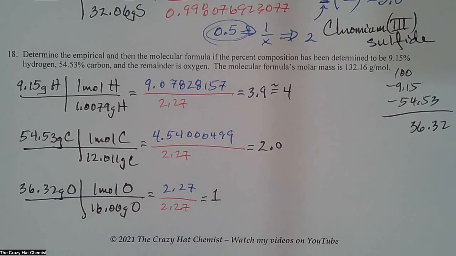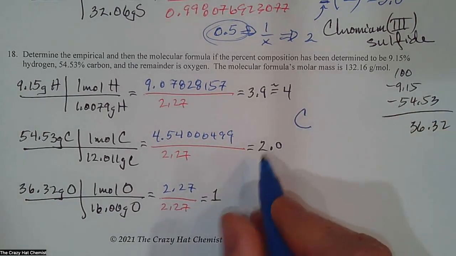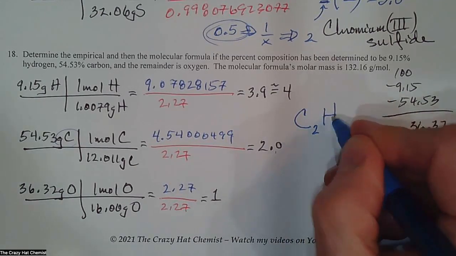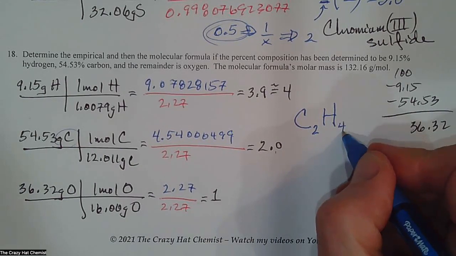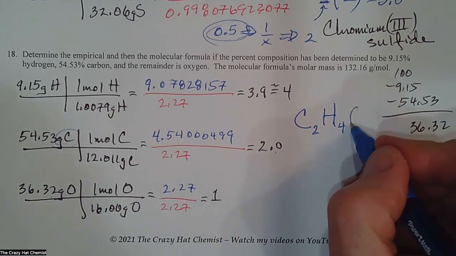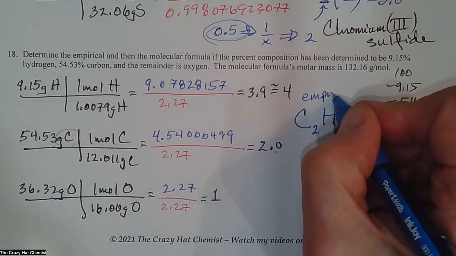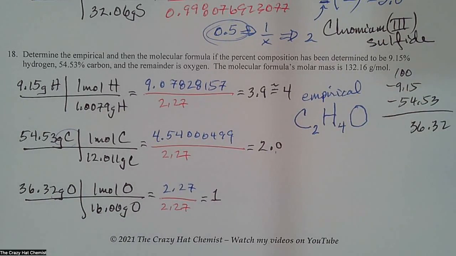Okay, so my empirical formula, the simplest whole number mole ratio, is going to be, and I don't know if you remember this, but when we were doing combustion reactions, we had the carbons first, then the hydrogens, then the oxygen. So I'm going to put that in that order because that's the way you should have it. Carbons, 2. Hydrogens, 4. Oxygens, 1. And I don't write ones. So this is the empirical formula.